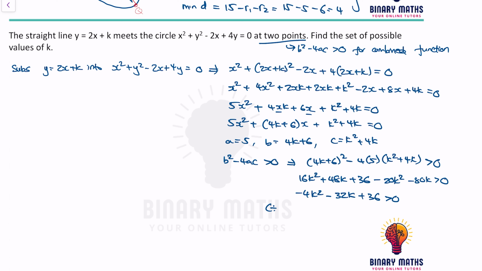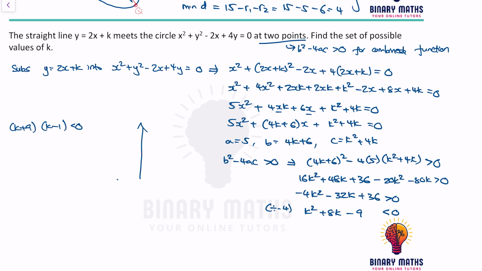If I divide by negative 4, because it's an inequality, I need to flip the inequality over, so I get less than 0 now. So I get k squared plus 8k take away 9 must be less than 0. If I factorize that, which factorizes quite easily, I end up with k plus 9 times k take away 1 must be less than 0.